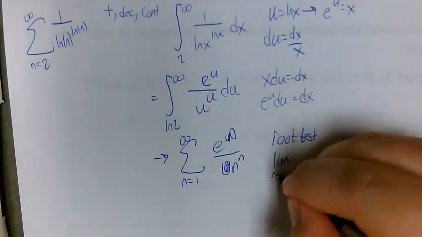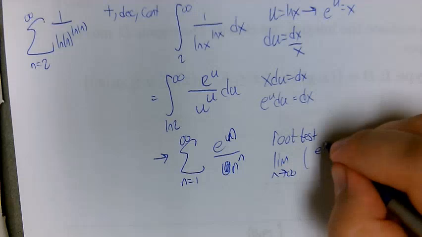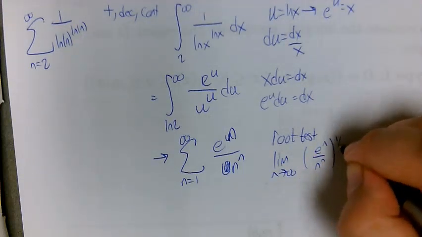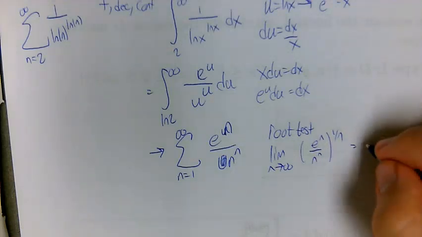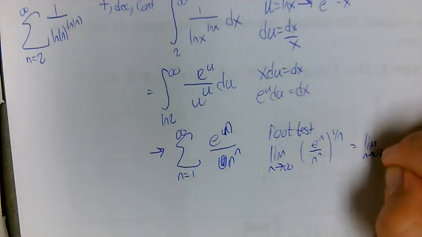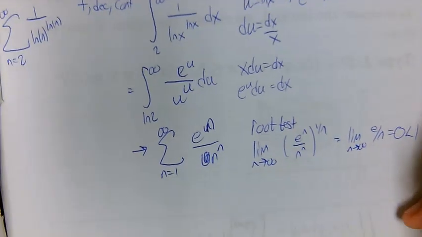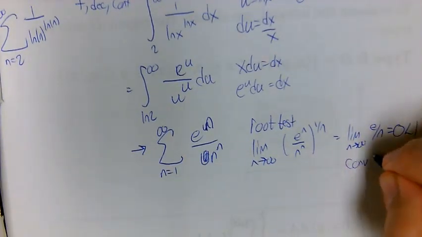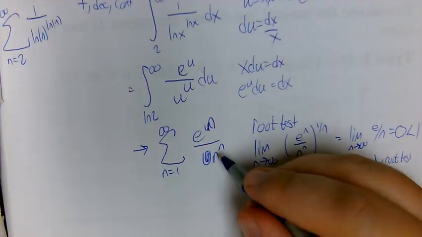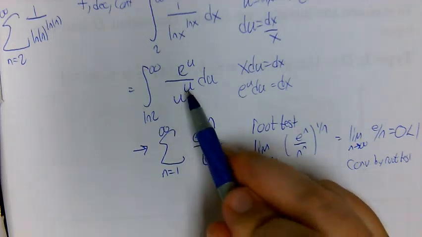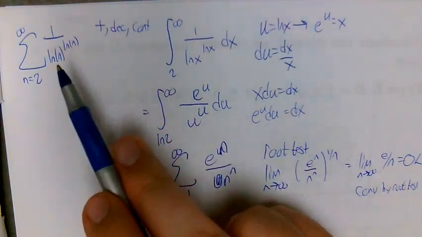So we have the limit as n goes to infinity of e to the n over n to the n, to the 1 over n. If we apply that here, we have the limit as n goes to infinity of e over n, which is 0. 0 is less than 1, so this converges by the root test. That means that this integral converges, which means that this integral converges, which means that this series converges.